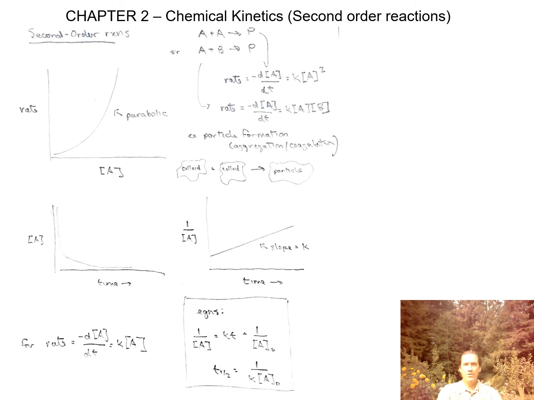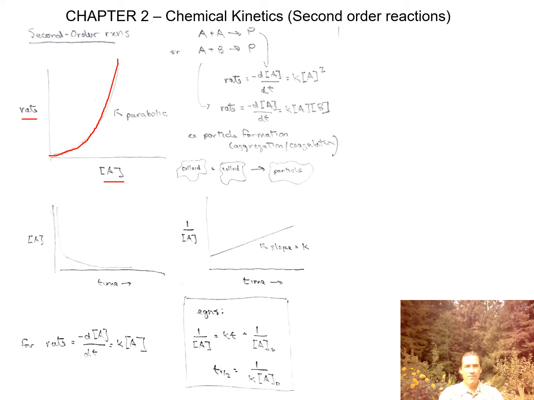We can do the same thing with second order. Second order reactions, if you plot the rate versus concentration, rather than getting a straight line, it's more of a parabolic function when you plot the rate versus the concentration. So that means at higher concentrations, the rate really goes up.